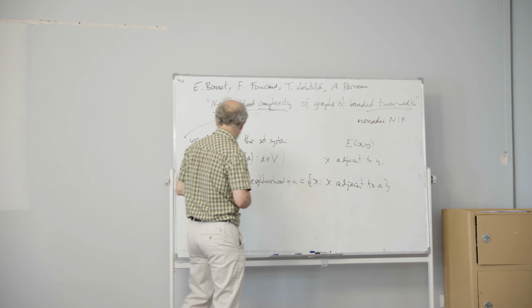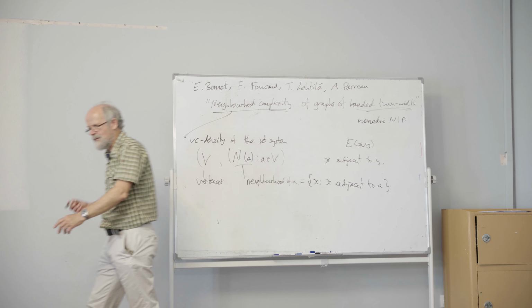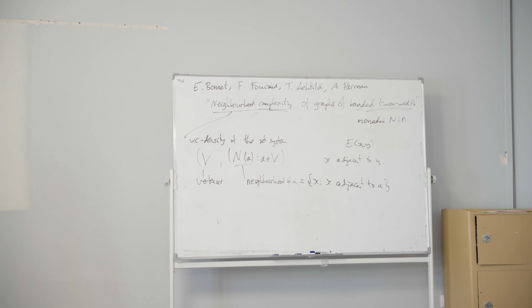So that's what this paper here is about. So it's the VC density of this formula in graphs of bounded twin width. So my purpose was to kind of give some questions, really. So I mentioned that question about VC density in O-stable theories. I'll just mention one other question.